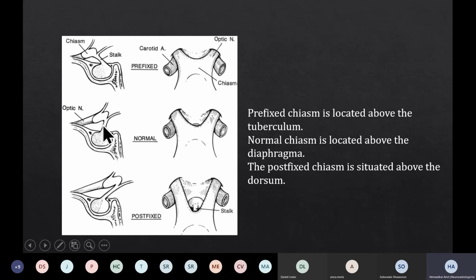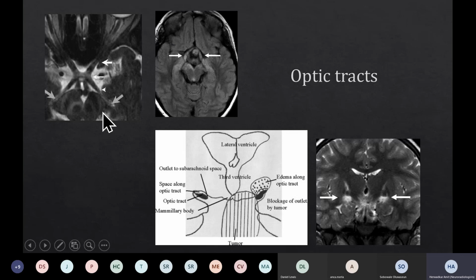And again, the importance being, whilst approaching the tumors via the endoscopic route, it's important to figure out where the optic chiasm is. And finally, the last bit of the optic apparatus are the optic tracts. As I have said before, they lead towards the lateral geniculate body here.